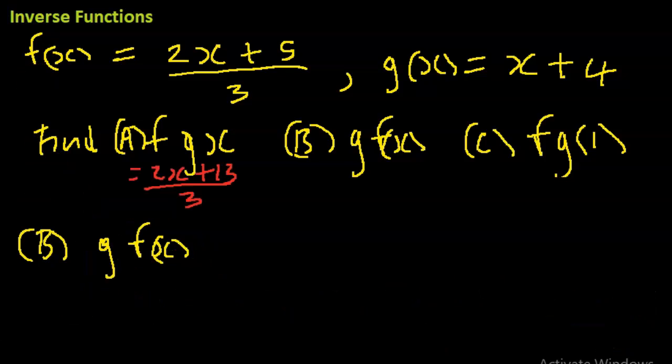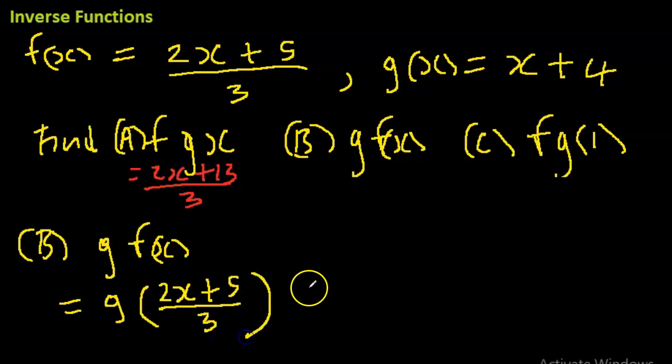So let's do part B now. This is g f of x. So this means you put f into g. What is f? F is 2x plus 5 over 3. Alright, so you put that into g, meaning in the function g, you're going to replace the x with whatever is in the bracket. Because it's like you're finding g of something, right? So you're going to replace x with whatever is in the bracket. So this becomes 2x plus 5 over 3.